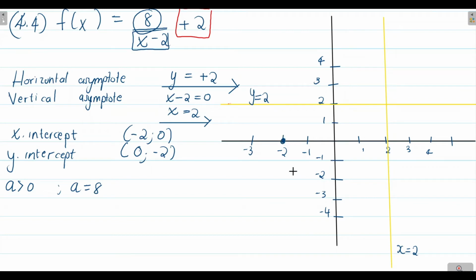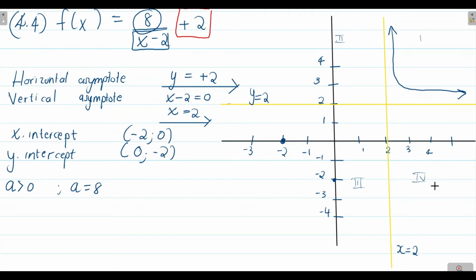And when x is 0, y is equal to -2, that is our y-intercept. We also know that if a is greater than 0, our function is going to be in the first quadrant. That's our first quadrant, that is our second, that is our third, and that is our fourth. We're going to look at this yellow line as our new Cartesian plane, because our function has shifted. To make it easy to understand, I'll refer to that yellow line as my new Cartesian plane.